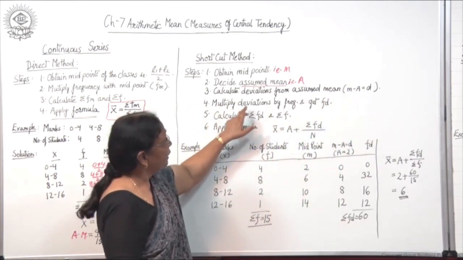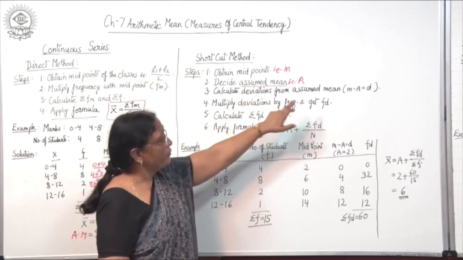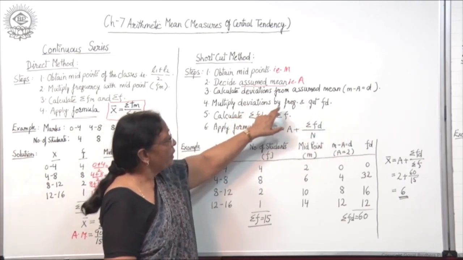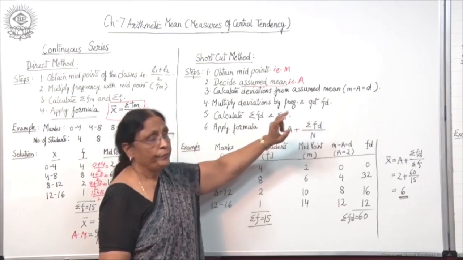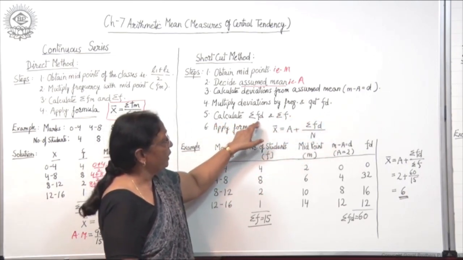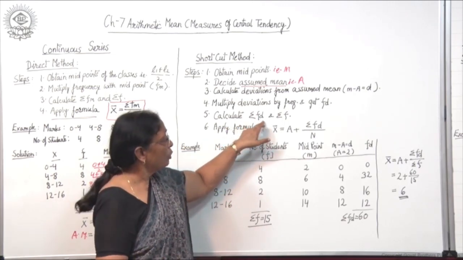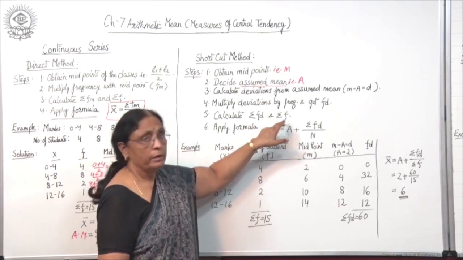Then multiply deviations by frequency and get FD. Deviations we have taken as D, right? And when we multiply it by frequency we get FD. Clear? Then calculate sigma FD. Again doing the total of the FD column, and doing the total of the frequency column, we get sigma F.